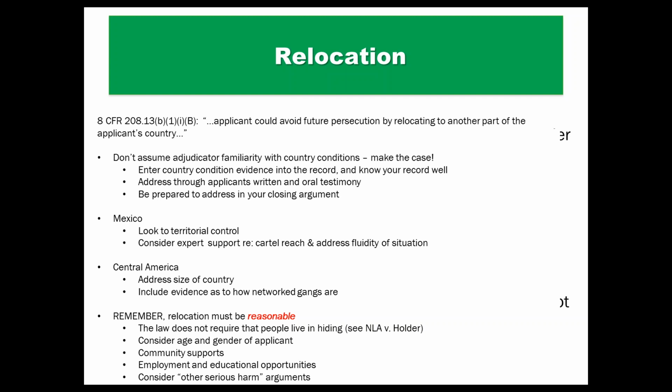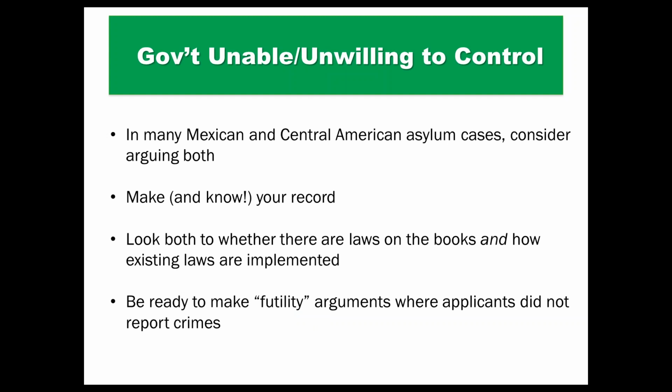And then finally, we wanted to talk about government unwilling or unable to control. So, in many of the arguments, where you have evidence of corrupt governments, you're probably going to argue both that the government is outgunned or outmanned by the gangs and the cartels, but also that the governments might be corrupt or even complicit in the type of persecution that's happening.